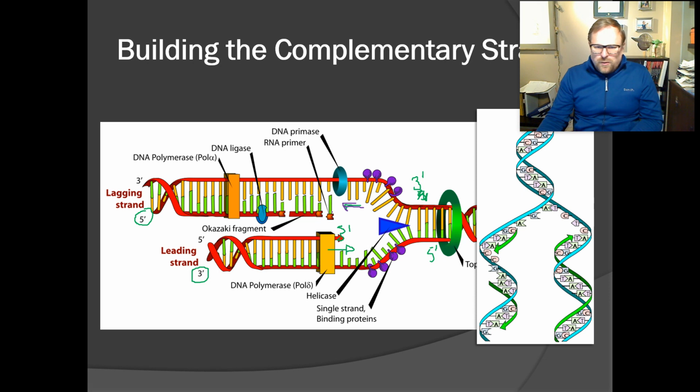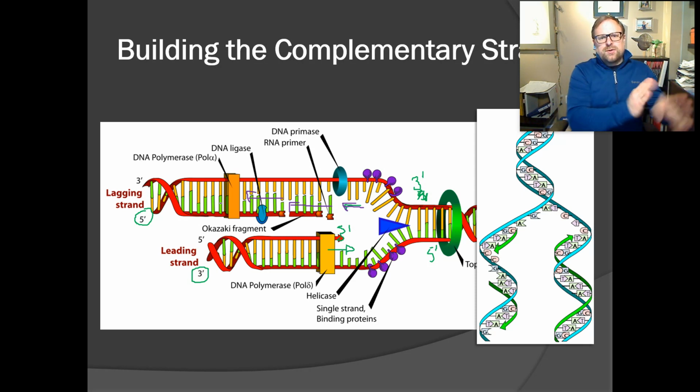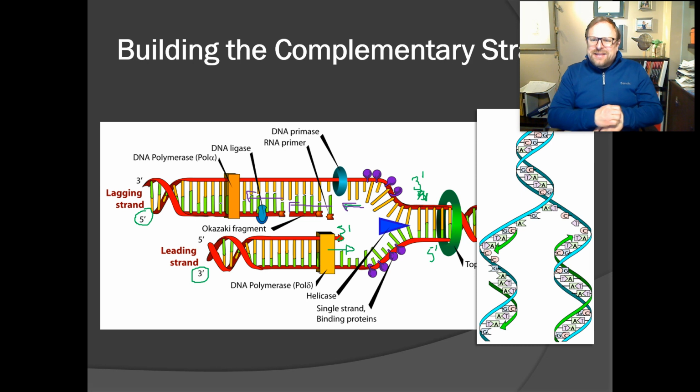So what needs to happen then, is as a little more unzips, we plop a couple of RNA primers in here, then the DNA polymerase attaches, and it runs its course until it bumps up against another RNA primer, then detaches, reattaches, runs its course, and basically what it's doing on the lagging strand is replicating in little short chunks, okay? That's why it lags.